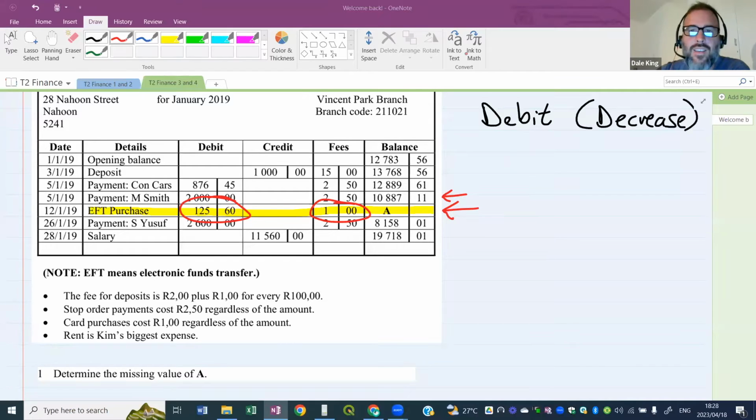Yes, I am. I would like to know how does it really work because I don't really understand it. Okay, which part do you not understand? Is it the balance at the end of the statement? Is it the fees? Or is it the question?